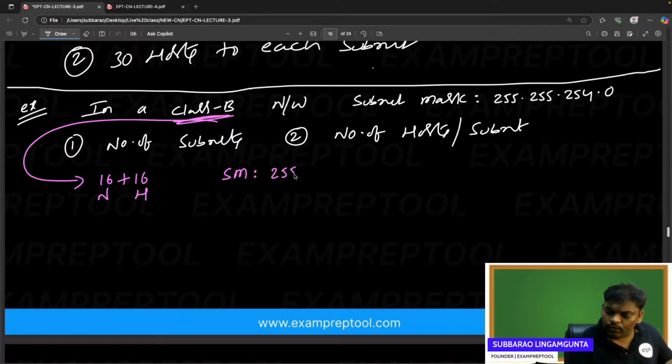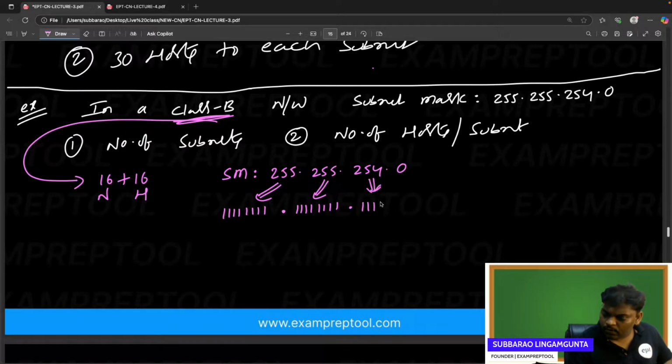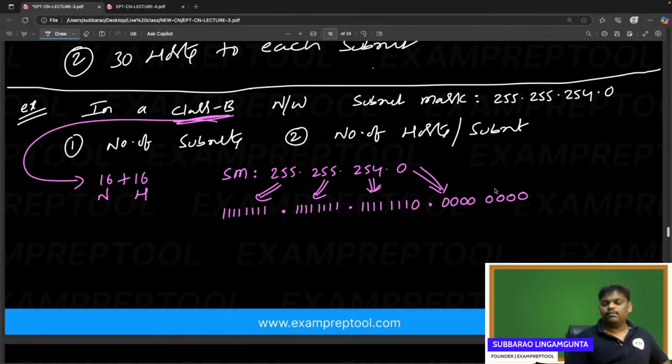255.254.0, which is nothing but, let me write now, 8 ones, 8 ones here, and in the third octet 7 ones, because of the 254, and then 8 zeros. So 255, 255, 254, 0. I think everything is perfect.